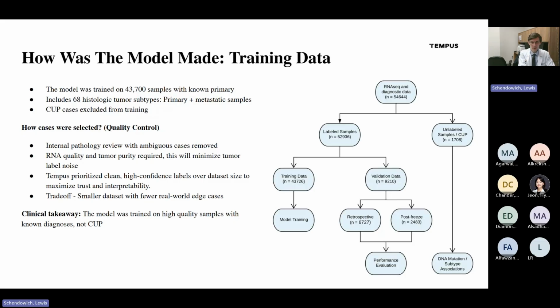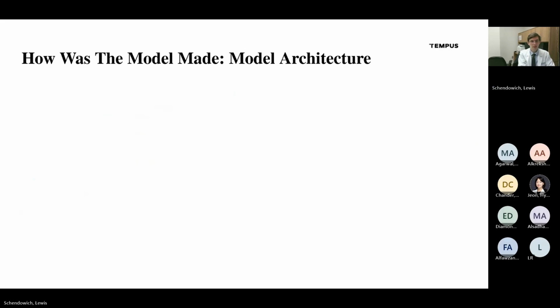The key takeaway from this is that the model was trained on high-quality samples with known diagnosis and not cancer of unknown primary. On the right, you can see the specific breakdown of the actual cancers that were used, the RNA sequencing, the labeled samples, and the training data. They separated it into training data as well as validation data. So the validation data was not used for their training. We'll talk about that next.